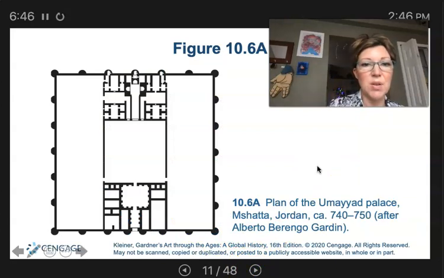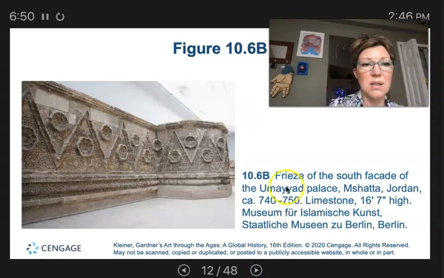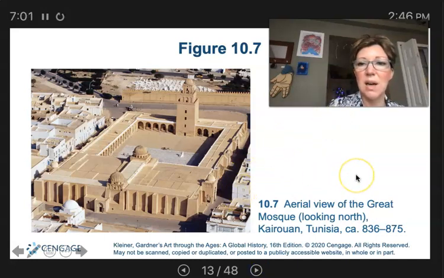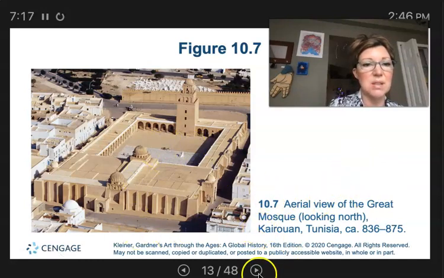Here's the plan for the Umayyad Palace. And this is a frieze that's been saved from that palace. And then this is an aerial view of the Great Mosque looking north, so kind of from the backside. Notice that it's located in Kairouan, Tunisia. Muhammad's house in Medina is the supposed precursor of the hypostyle design mosque, such as this one in Kairouan.